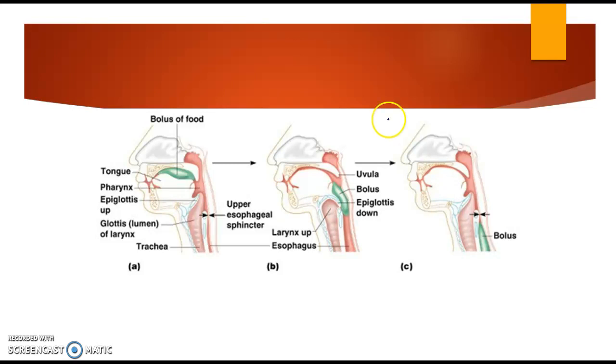So here is our swallowing. Here's our first stage, our buccal phase. We're literally taking the bolus and forcing it back into the pharynx with our tongue. Then our second stage is we're just using peristalsis to force the bolus down, and it will keep going until it hits that cardioesophageal sphincter and then into the stomach.